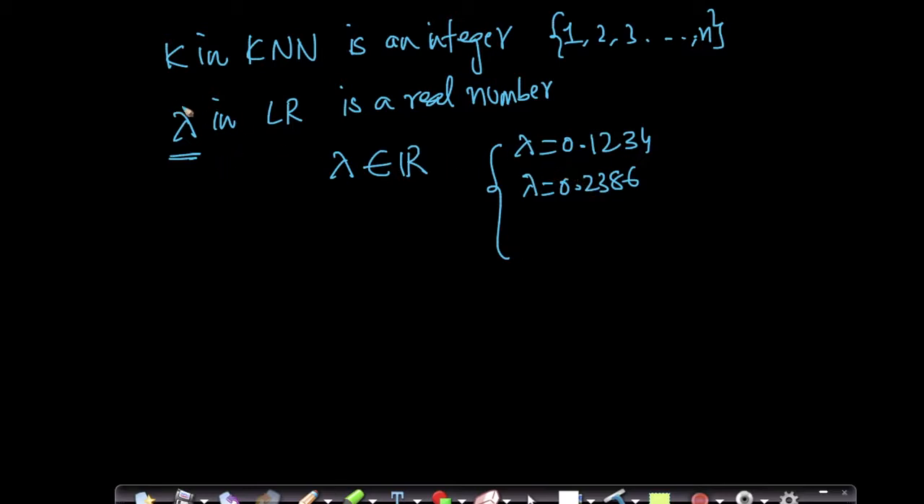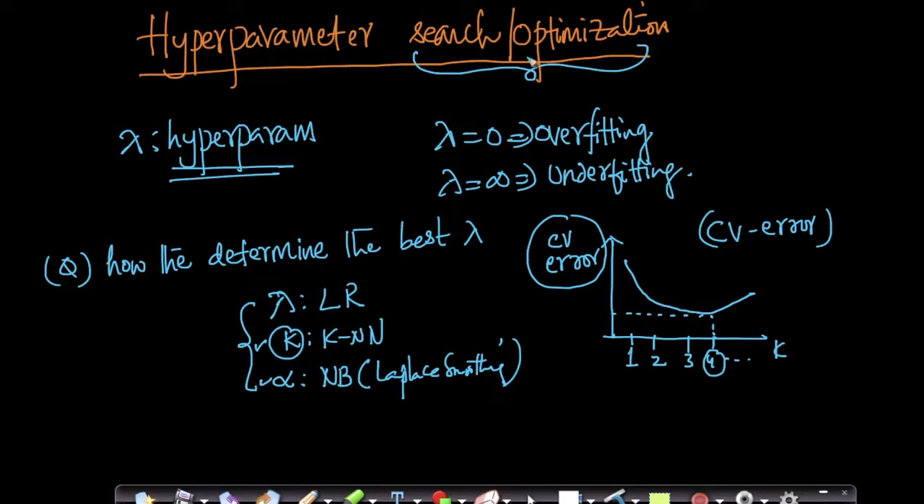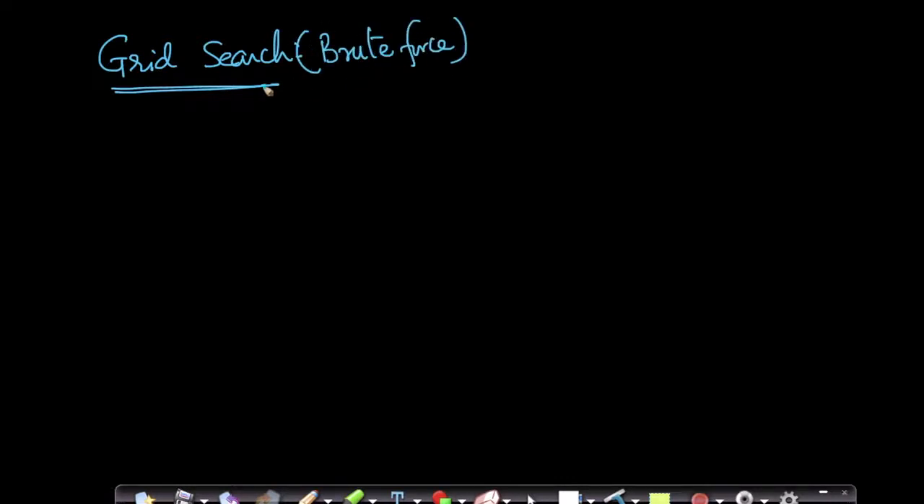Now, how do we find the right lambda? Is there a way to find the right lambda? One trick in the literature of machine learning, or in the literature of hyperparameter search and optimization, which by the way is one of the big areas in machine learning with a lot of research, is a technique called grid search. The way it works is as follows. It's not very complex. It's basically sort of a brute force technique. You can think of it as a brute force technique.